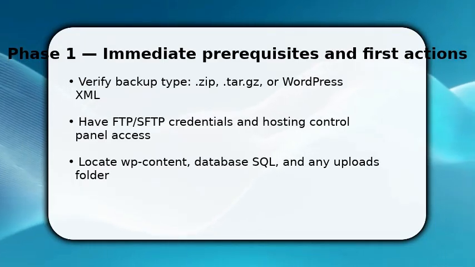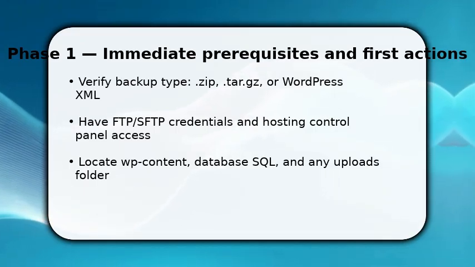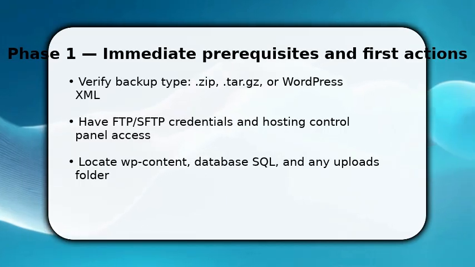Start by opening your hosting control panel or connecting via FTP. You need direct access to the server. You should confirm the backup contains both the database SQL file and the WP content folder, because WordPress needs both. Once confirmed, download the backup to your computer and keep credentials handy.